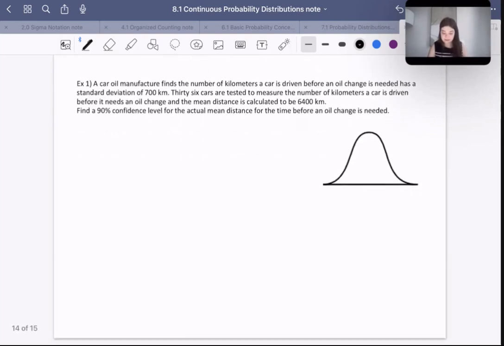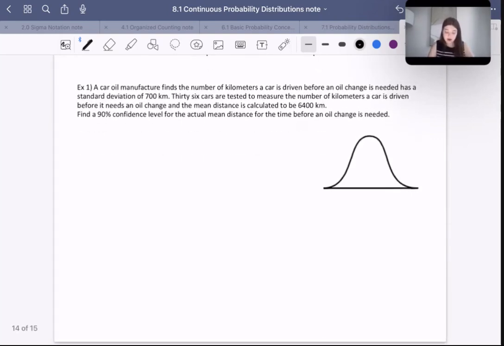The example says a car oil manufacturer finds the number of kilometers a car is driven before an oil change is needed has a standard deviation of 700 kilometers. 36 cars are tested to measure the number of kilometers a car has driven before it needs an oil change. And the mean distance is calculated to be 6,400 kilometers. Find a 90% confidence interval for the actual mean distance for the time before an oil change is needed.